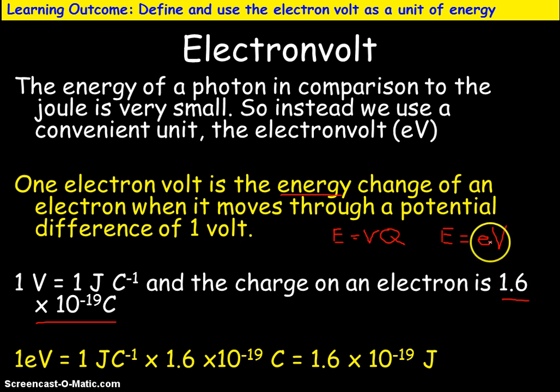So to convert between electron volts and joules, we know that 1 electron volt would be 1 volt. In terms of energy, it would be 1 volt times 1.6 times 10 to the minus 19. So 1 electron volt is equal to 1.6 times 10 to the minus 19 joules. And so to go this way, you are dividing by 1.6 times 10 to the minus 19. To go that way, you are multiplying.